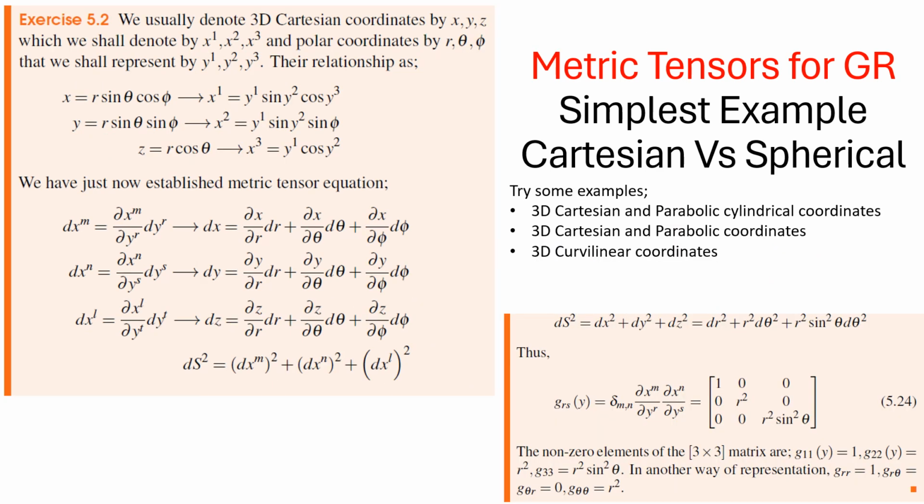Now, Cartesian to spherical coordinate system. Here I'm not very interested in giving much time for this discussion. So here it is 1, r square, and this is r square sine square theta. This object is called the metric tensor, which is represented by GRS, a function of y. Y means the second coordinate system, X means the Cartesian coordinate system, so Y becomes the spherical coordinate system here.